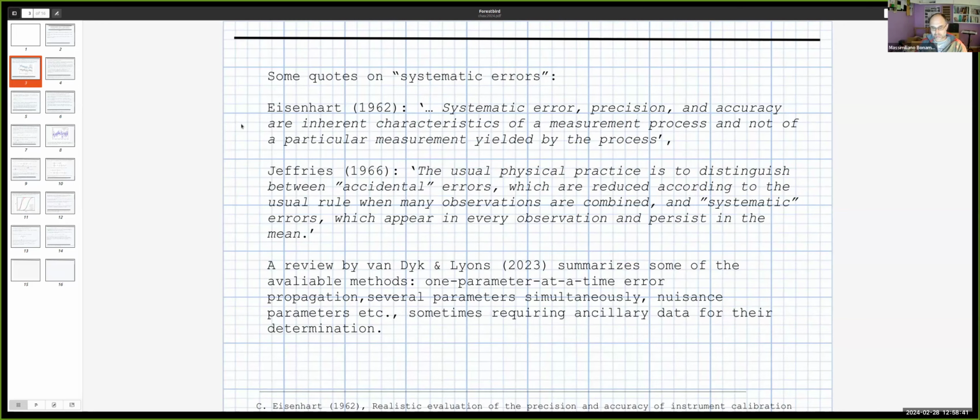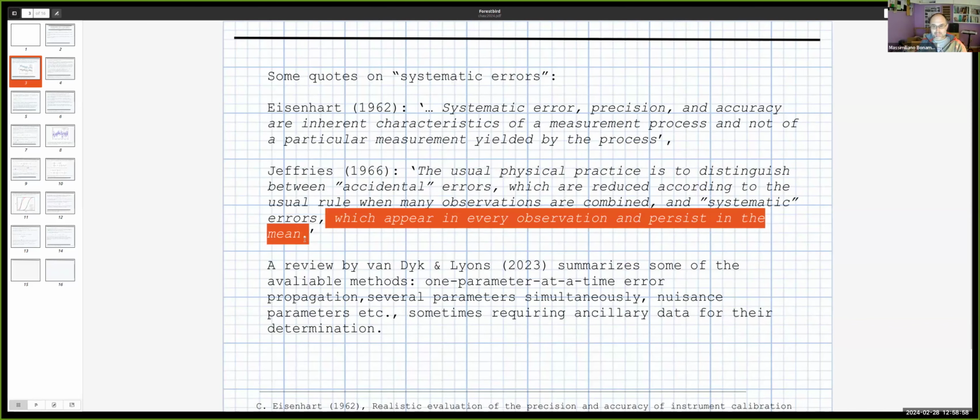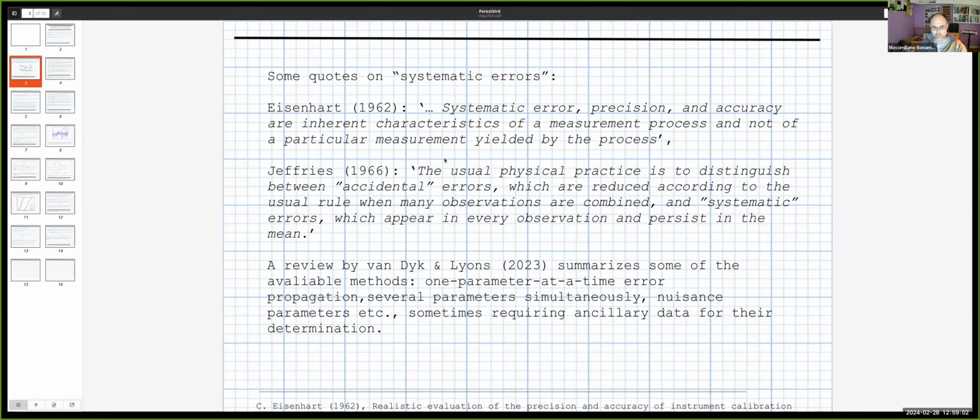For my own edification, I wanted to go through a little bit of a review of what was said about systematic errors, and I found this quote by Jeffreys that says, systematic errors appear in every observation and persist in the mean, right? This is something that we often attribute to miscalibrations. I really enjoyed reading this paper by David, which reviews many ways of taking care of systematic errors.